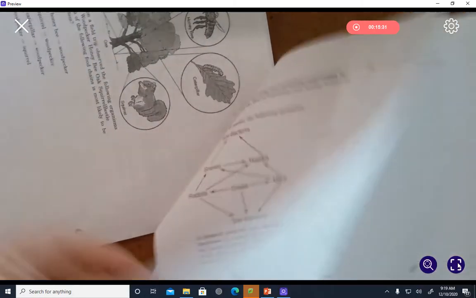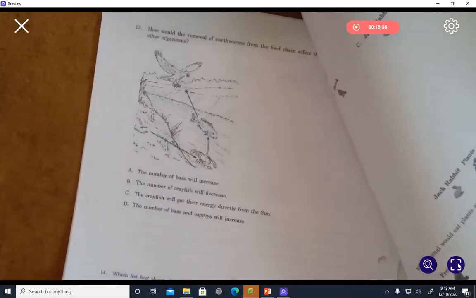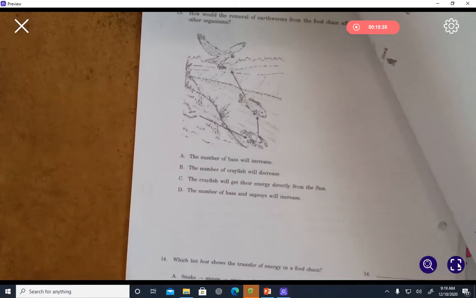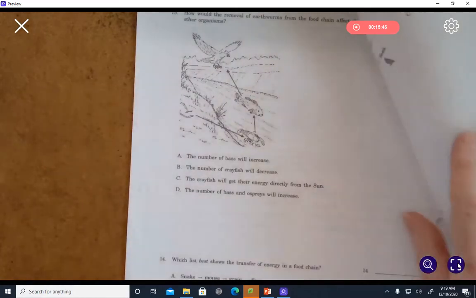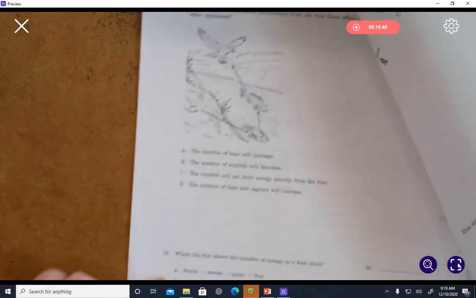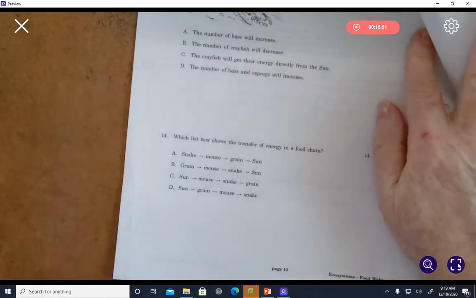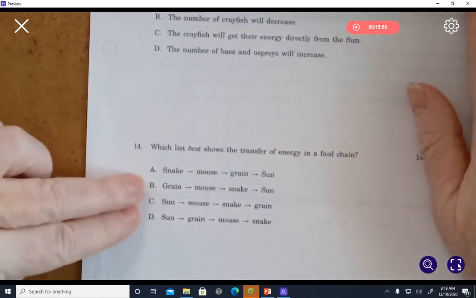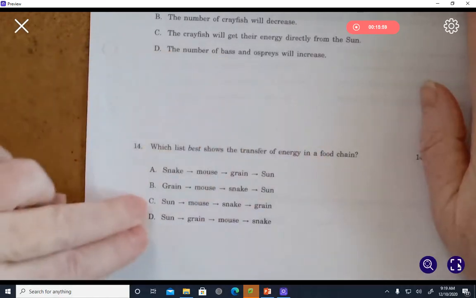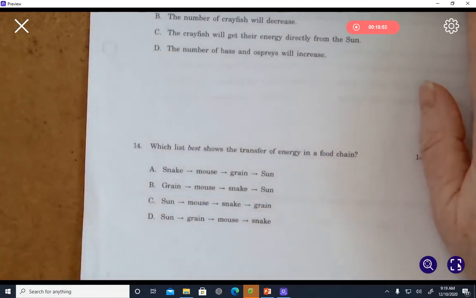I don't know if I have a copy of that one anywhere, but I just remember saying what was wrong with this. Maybe they caught on the sun going here and the grain. So here it is, B and C. Let me show you. I'll just see if I can zoom in. Which one of these two lists best shows the transfer of energy? So you see that the way the arrows are going really kind of matters.